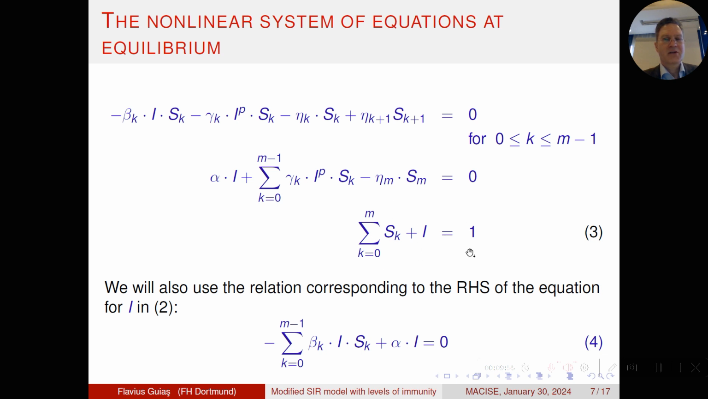This is also the conservation property which we can use, and I use the conservation property instead of the equation of I. But sometimes in our computations, which I don't show, we can also use the last equation for I. So these are basically the right-hand sides, set equal to 0, except that the conservation property says that the sum of all components is always equal to 1.